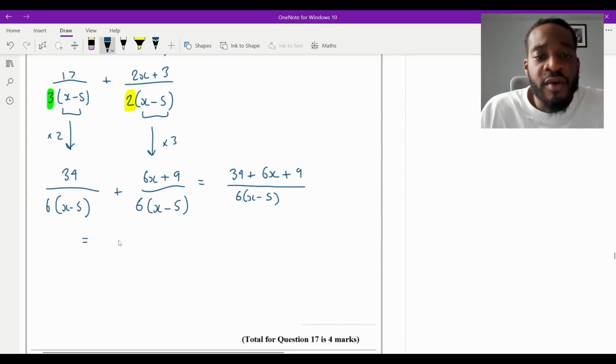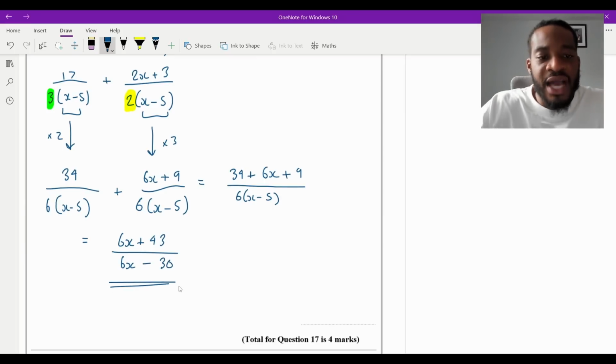So the numerator anyway, we've got the 6x there. 34 plus 9 is 45. No, sorry, it's 43. Gotta be careful. There's a calculator anyway. But yeah, 43. And then now we can expand this. We're going to have 6x minus 30. So that is our answer.